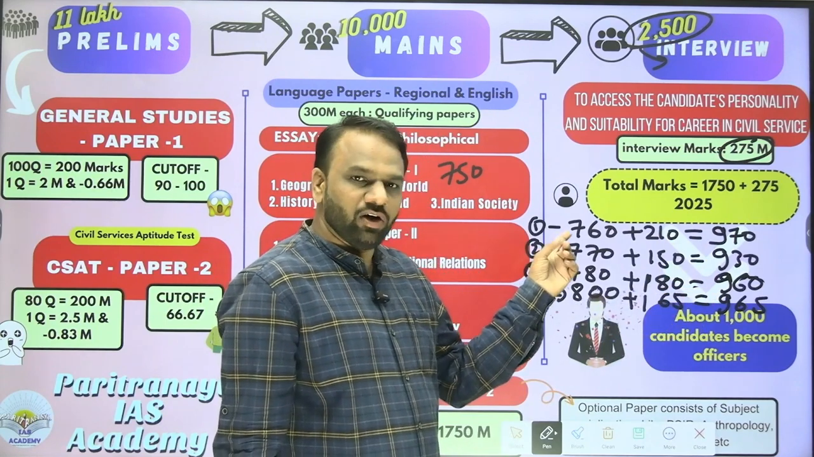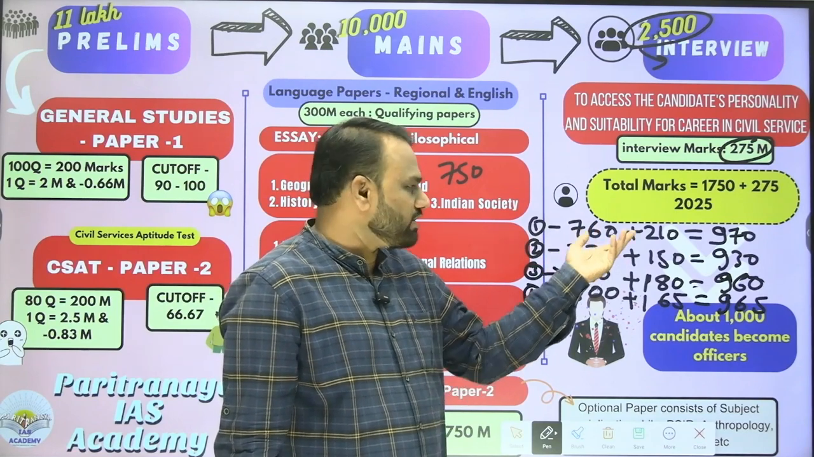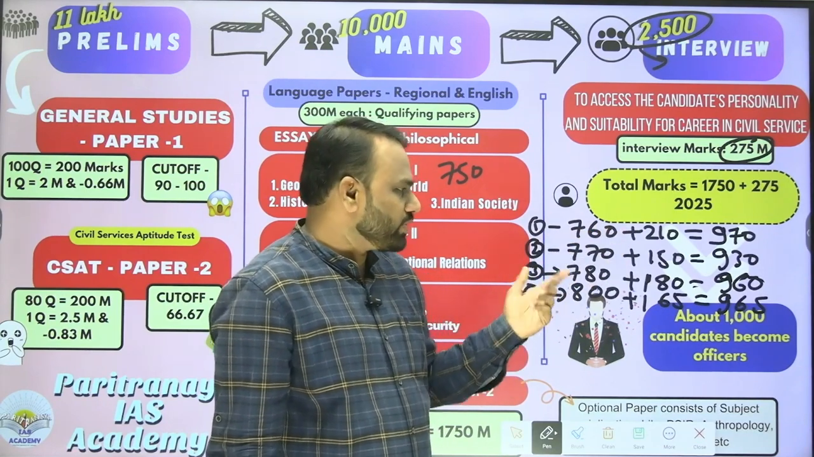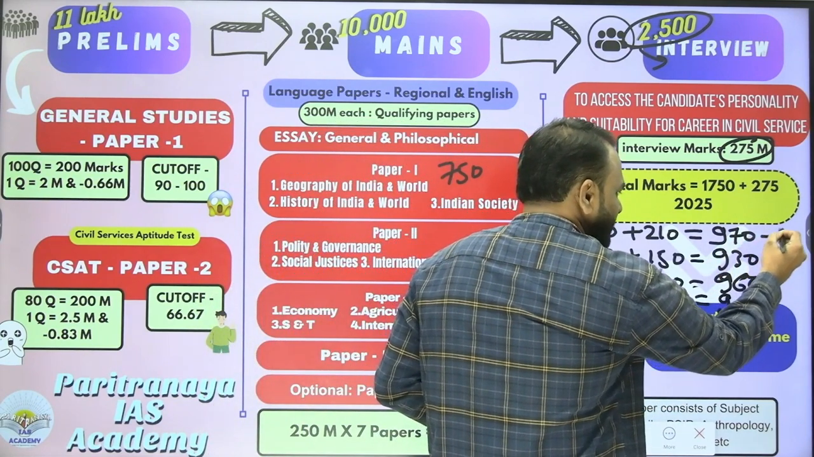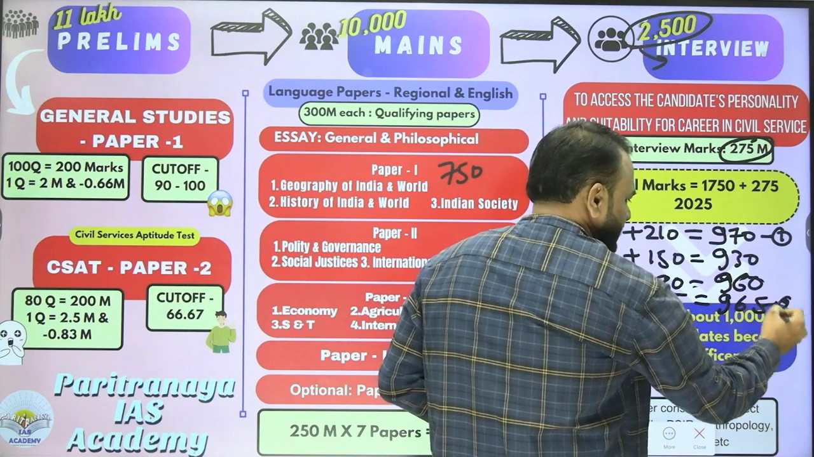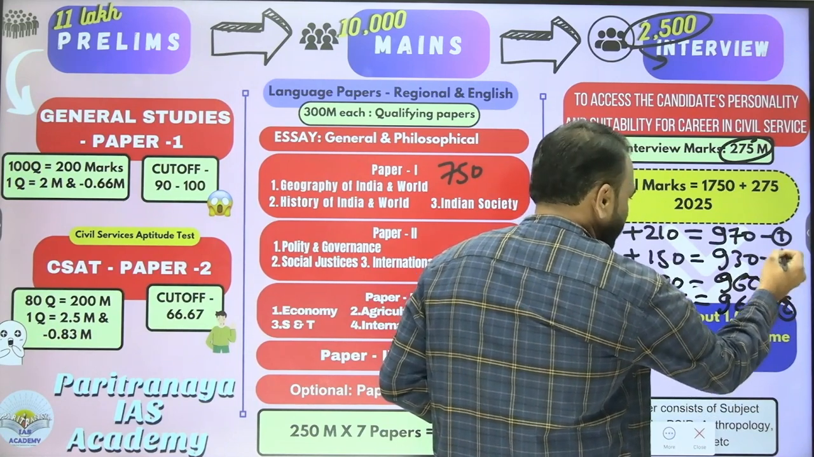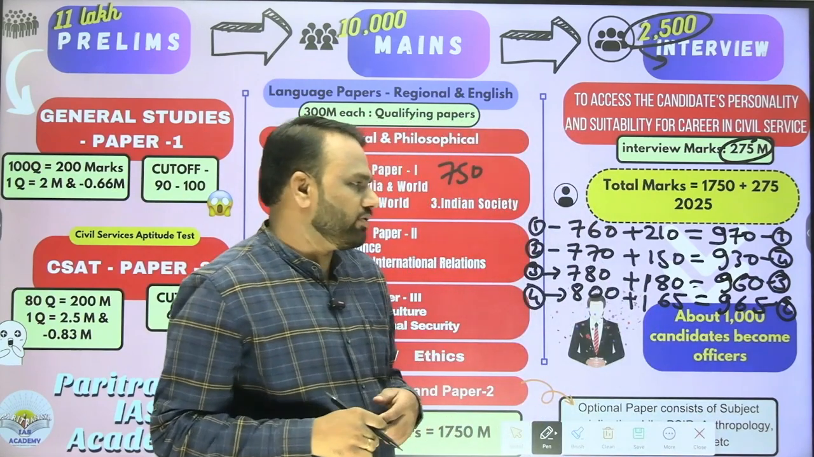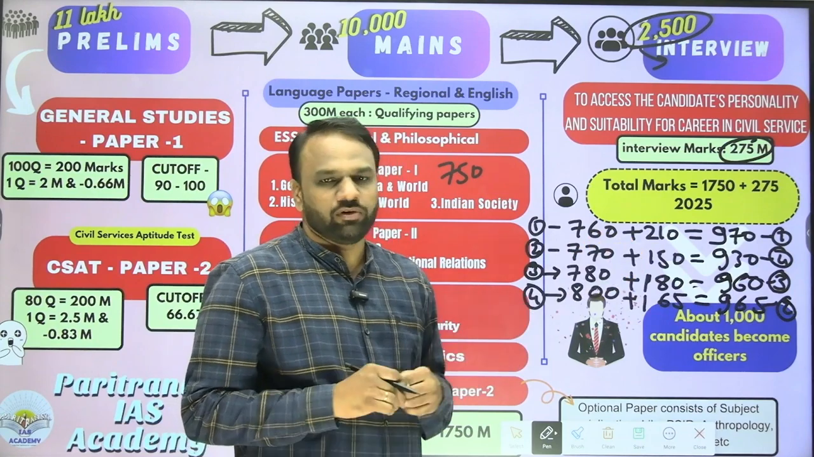Now a person who has got fewer marks in mains may see his final rank improve because of his good performance in the interview. So who is the first rank? The person who has got 970 is the first rank. 965 is the second rank, 960 the third rank, and 930 the fourth rank. So this is how the ranks are allotted: 1, 2, 3, and 4.